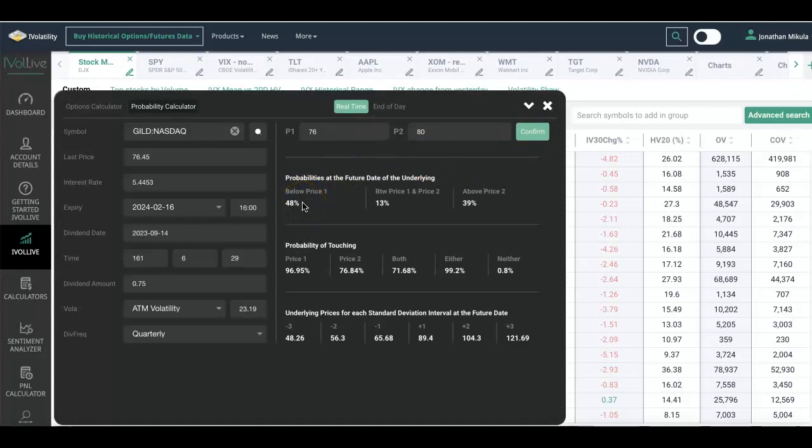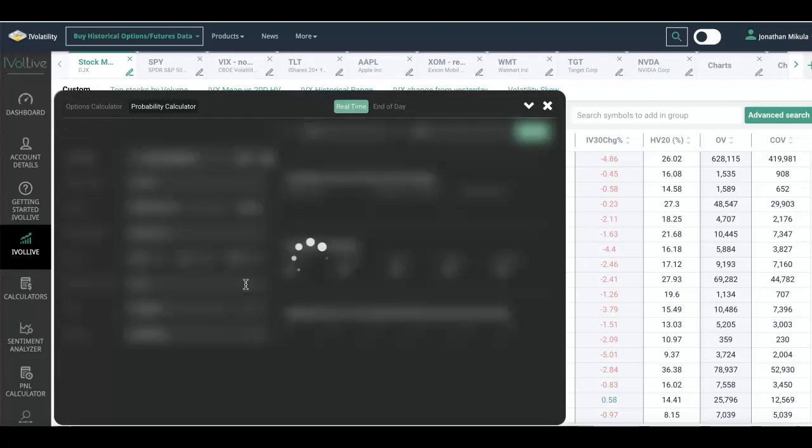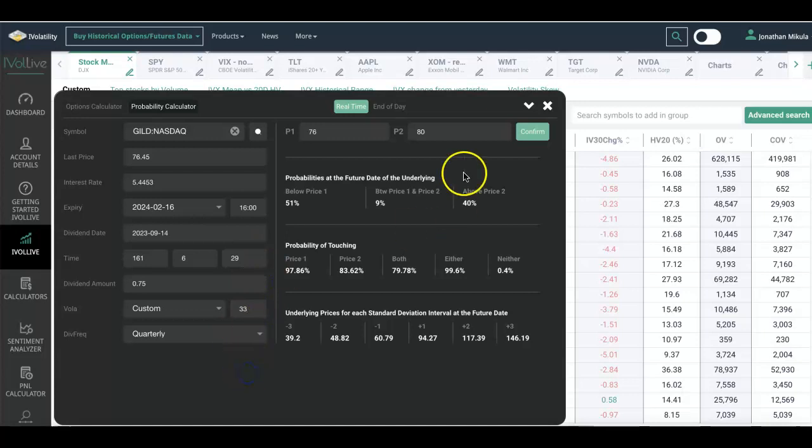And we could see there's a 48% chance Gilead will be below 76 at expiration next February. There's a 39% chance Gilead will be above 80 at expiration. So again, a really, really cool tool to play with hypotheticals here. You'll get how many days to expiration, as well as the current volatility reading, which you can always play with as well here. You can adjust accordingly, right, to 33. And that shows you, hey, if implied volatility does go higher, here's the likelihood of the price action within Gilead.